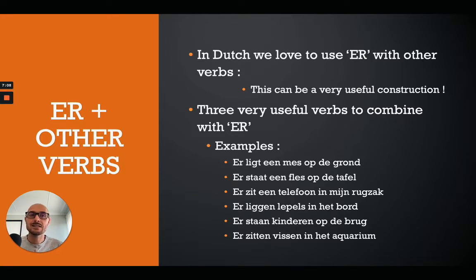And then zitten is basically when something is inside something else, right? So we actually would say, there sits a telephone in my backpack. It doesn't make sense in English, but that's how we would say it in Dutch. Basically, because the telephone is inside of a bigger hole, which is the backpack. And then er zitten vissen in het aquarium, so there's fish inside of a bigger entity, which is the aquarium. So er zitten vissen in het aquarium. We'll put it in the plural because vissen is in the plural, and telephone will be in the singular, so we use zit, the singular form of the verb zitten.